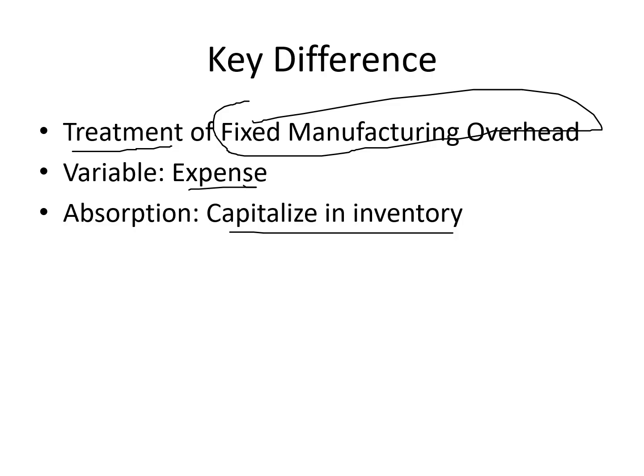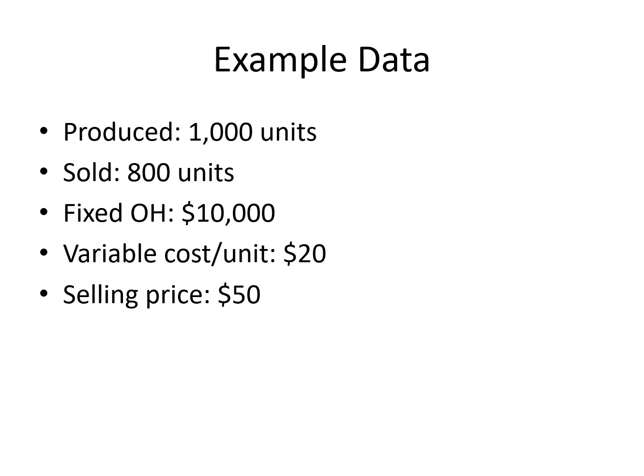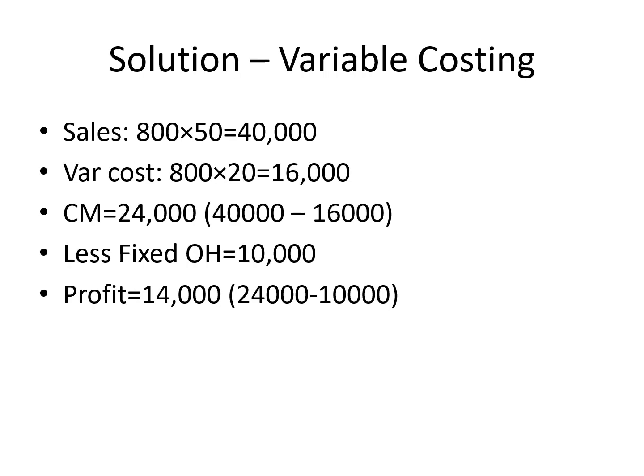So let's look into an example. The company produced 1000 units. They sold 800, which means the ending inventory is 200 units, 1000 minus 800. The fixed overhead is 10,000 in dollar value. Variable cost is $20 per unit, and the selling price is $50. We'll solve for the variable costing first.